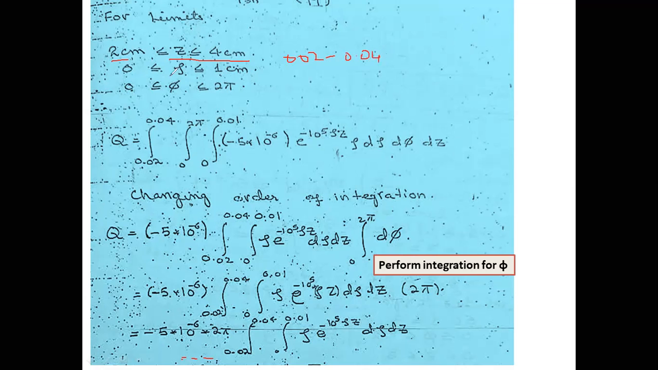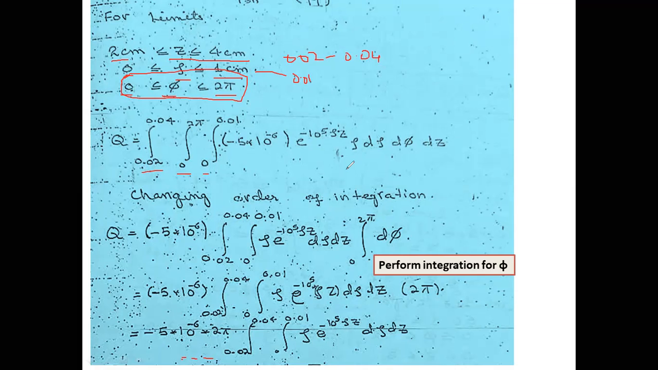Again, the limits for rho are also given, from 0 to 1 centimeter. 1 centimeter means 0.01 meter. And we have the complete cylinder, so for the complete cylinder the limits for phi are always from 0 to 2 pi. These limits are not given, but we are told that we have the complete cylinder, so you should know that for the complete cylinder the phi limits range from 0 to 2 pi. So these are the limits for z, for phi, and for rho.